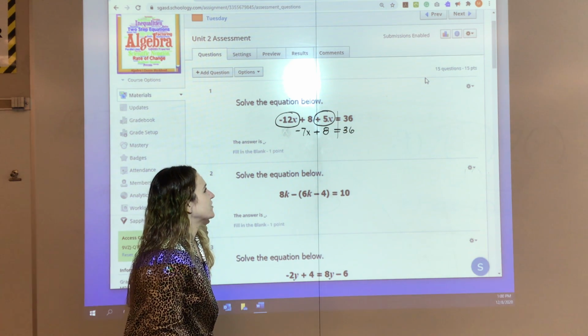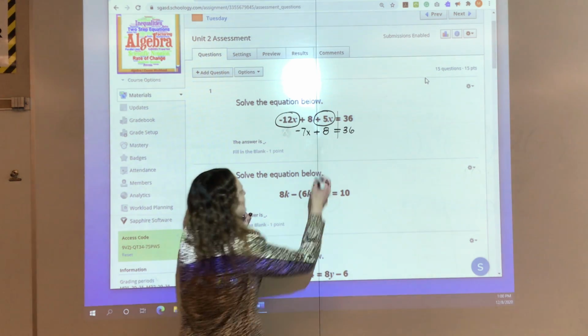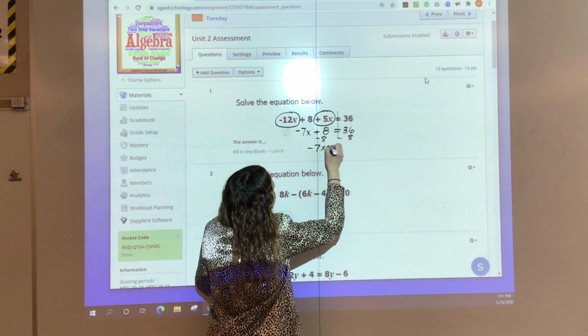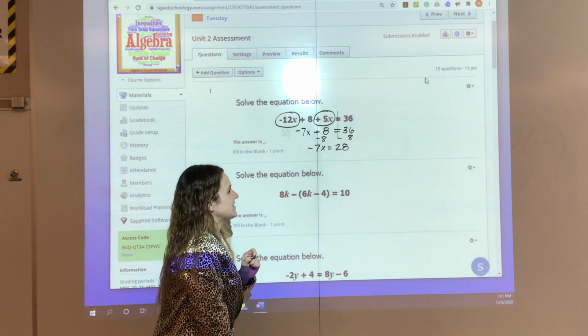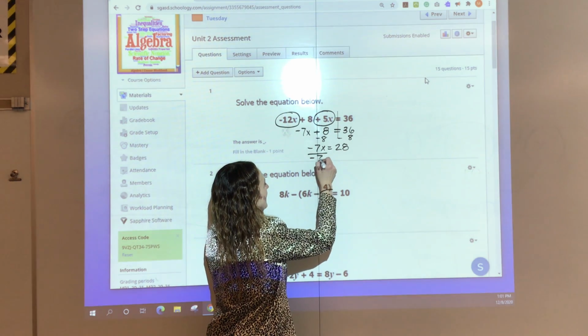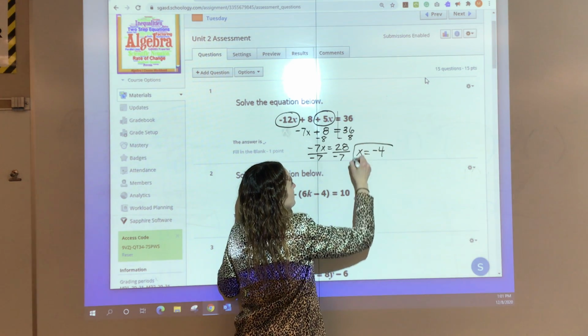All right, so far so good. So now we have negative 7x plus 8 equals 36. Let me subtract 8 on both sides. Now we have negative 7x equals 28. And lastly, we need to divide by negative 7. And x equals negative 4.